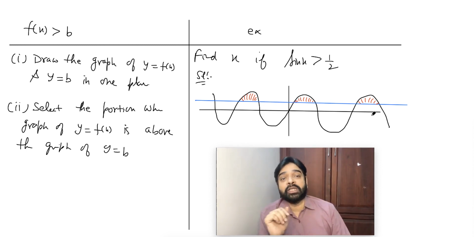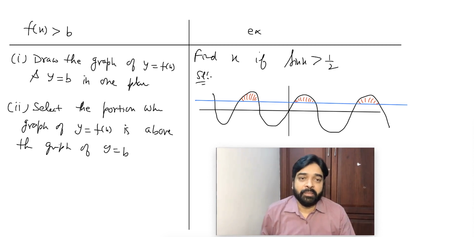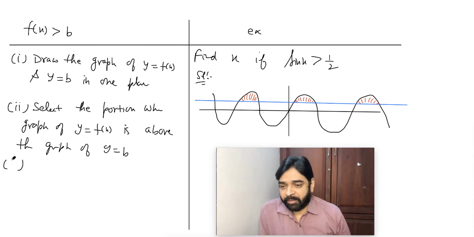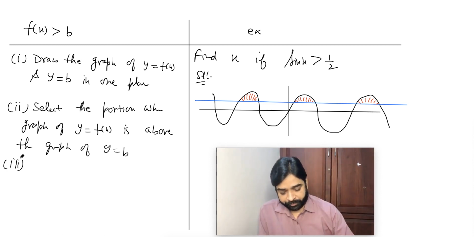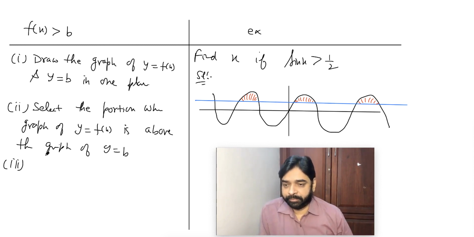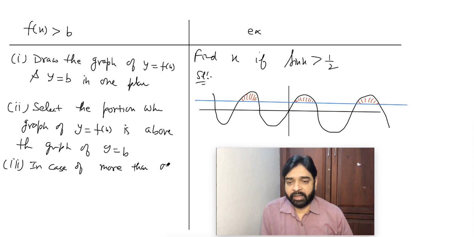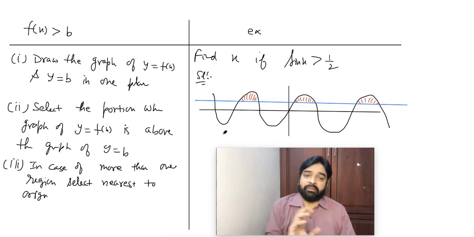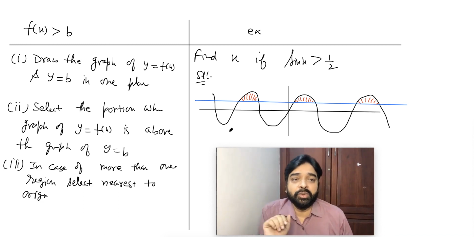These are the portions. How many portions are coming? Infinite number of portions will come because this graph will continue till infinity. Yes or no? So, in case of more than one region, select nearest to origin. Only one portion you have to select. So if you are getting more than one region, you have to select nearest to origin.